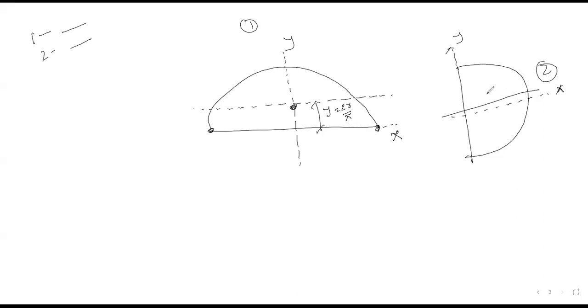And similarly, if your semicircle is symmetrical about the x-axis, you will get the center of gravity in x direction as 2r by pi. Yes or no? Please confirm me. इतना clear है?